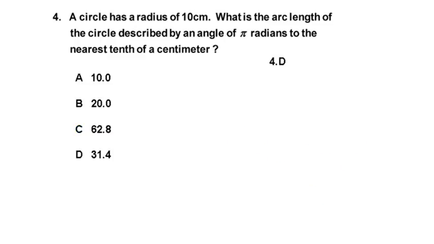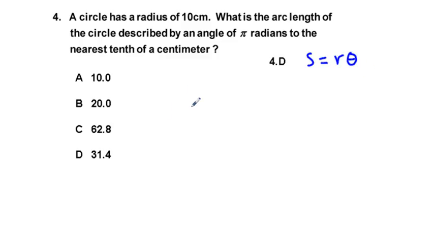Next, problem 4. A circle has a radius of 10 centimeters. What is the arc length of the circle described by an angle of pi radians to the nearest tenth of a centimeter? Now, one thing that I didn't mention at the very beginning of this video is that I also gave students the arc length formula, which is this. The arc length S equals R times theta, R being the radius and theta being the angle in radians. There's another version of this formula for degrees, but I'll get to that later.